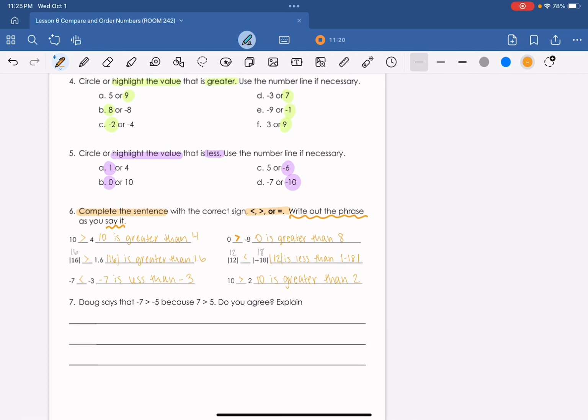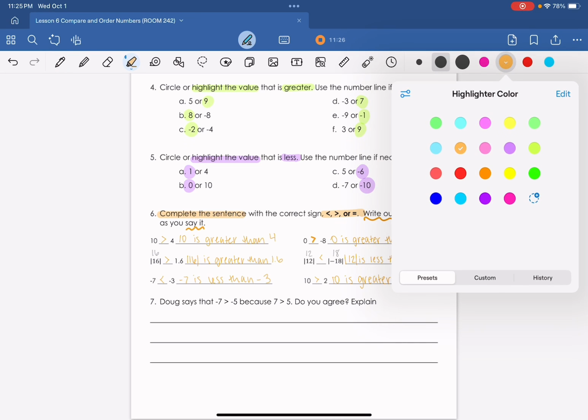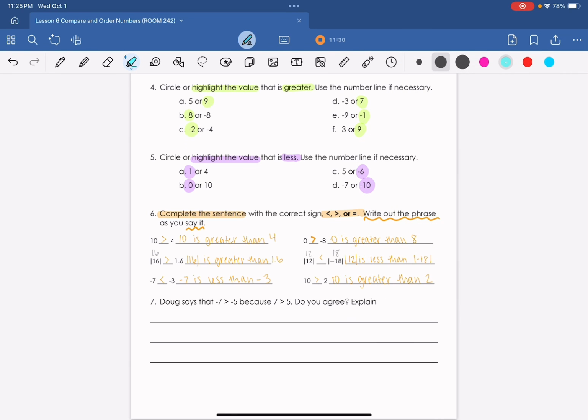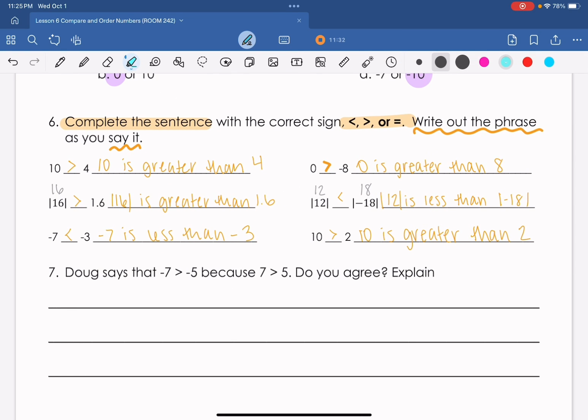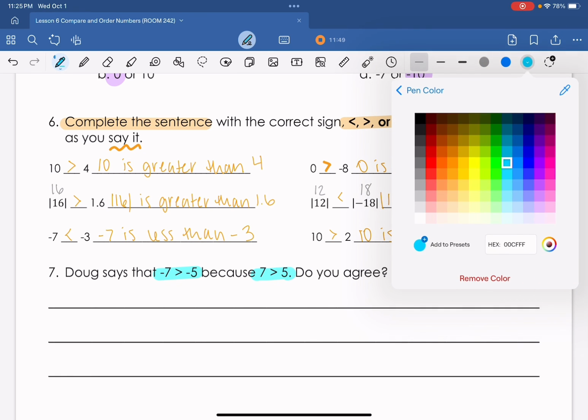Last question. All right, so we have our friend Doug here. Doug says that negative 7 is greater than negative 5 because 7 is greater than 5. Do we agree with our friend Doug, or do we need to help our friend Doug? Right, we might need to help our friend Doug here.